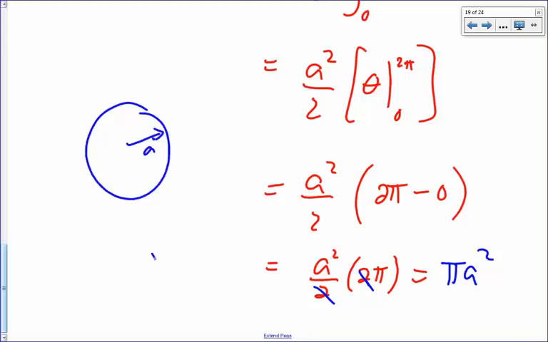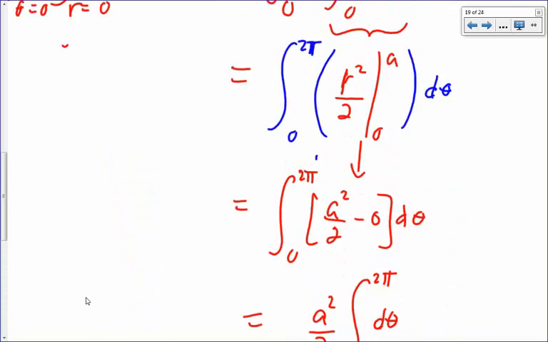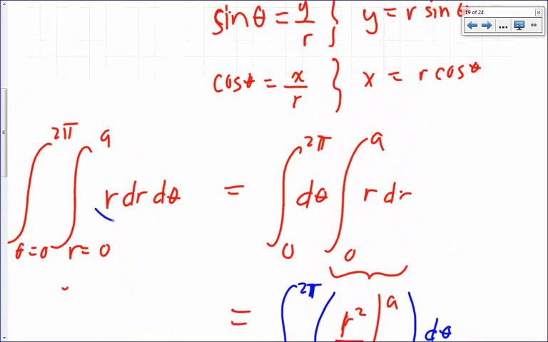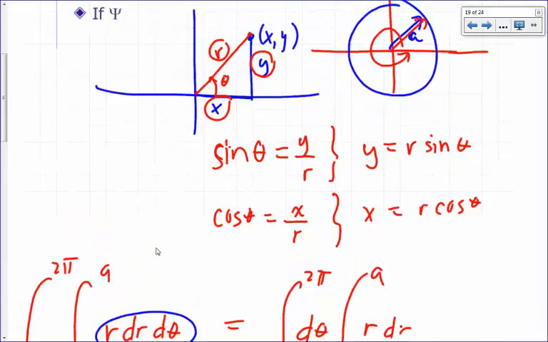Does that make sense? Well, if you add up all of those little areas for all possible thetas and all possible r's, from r equals 0 to r equals a, that just gives you the area of the circle. Okay? So this is your differential element of the area that you need for the integration if you're using polar coordinates.